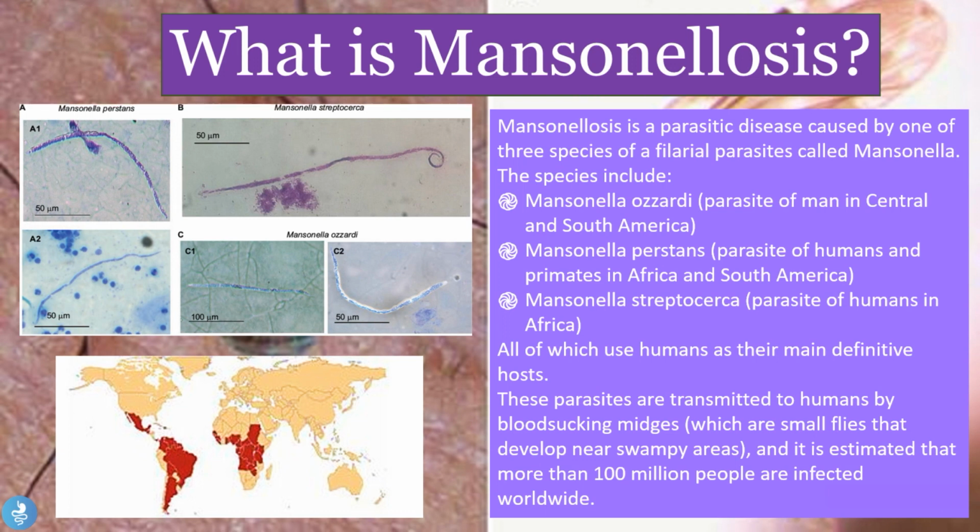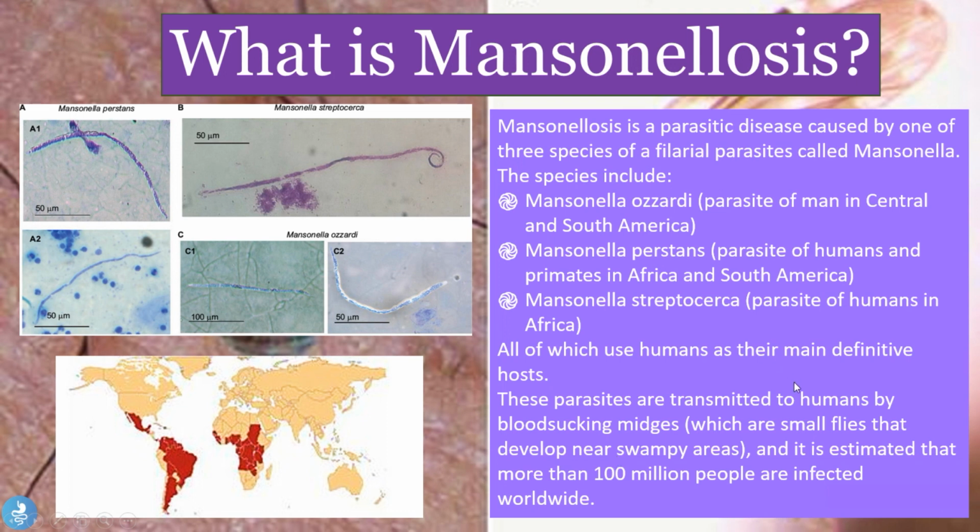So from this definition of Mansonellosis, we get that it's actually divided into three main species, and we have those three main species which are found in very specific areas, most commonly South America and various parts of Africa. We also get from this definition that the human is actually the main definitive host of this infection, and humans become infected by these blood-sucking midges or flies, and they are usually found near these swampy areas.